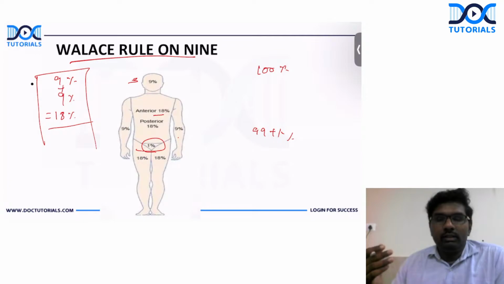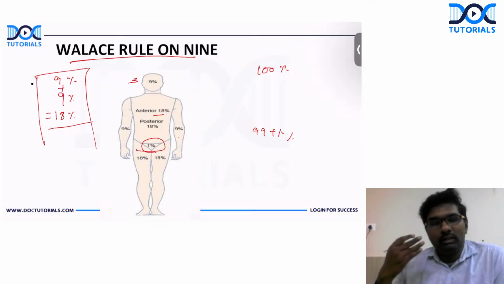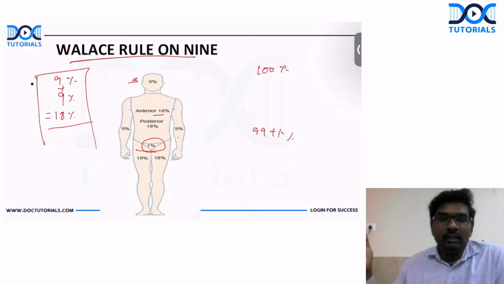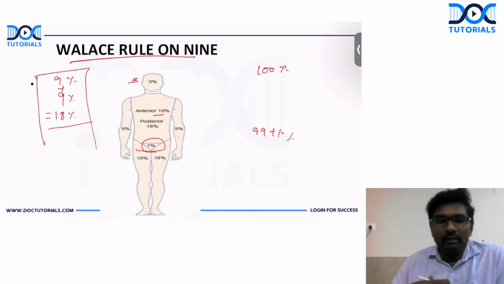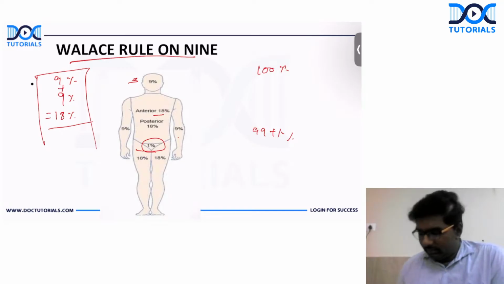For example, a 40 year old male or female patient came with a history of burns. On examination, there are burns in the face, there is a burn involving the right upper limb and the anterior part of the chest wall. It will be 9 plus 9 plus 9. It will be 18 and then 27. So this is how we will have to calculate it.